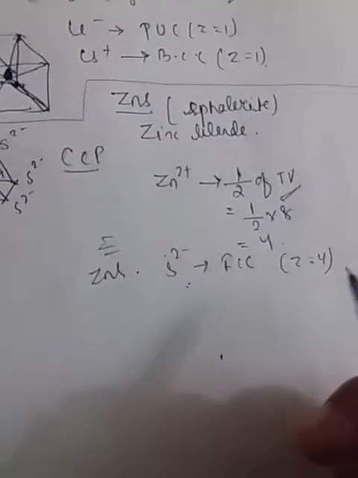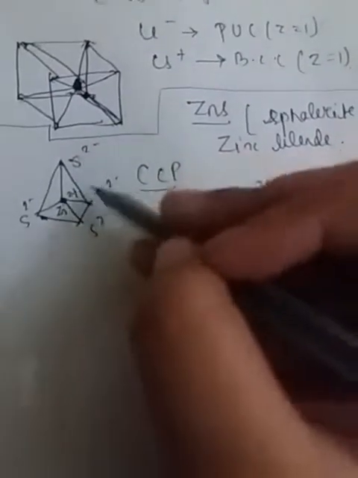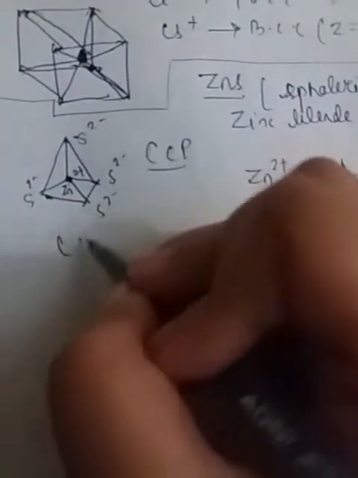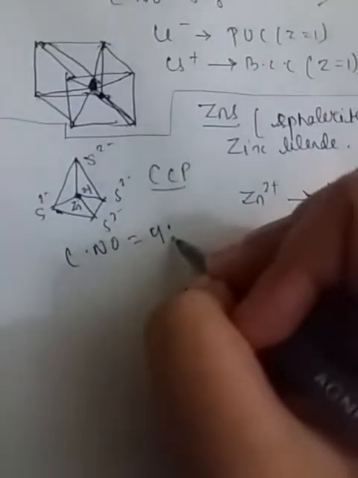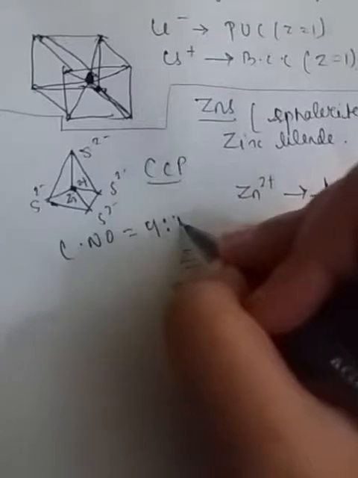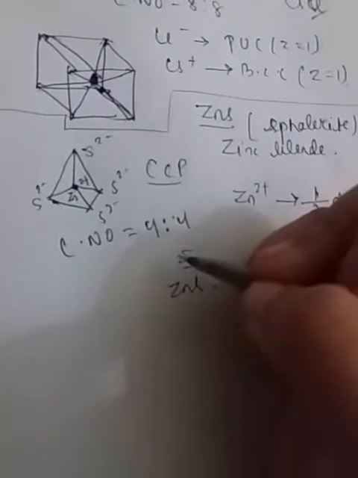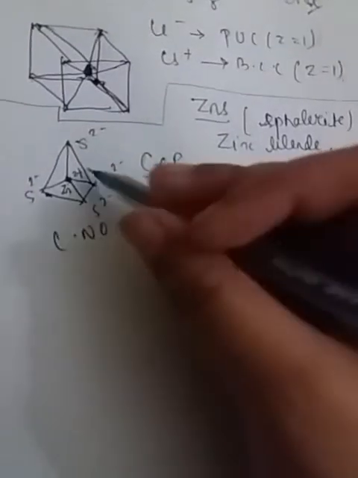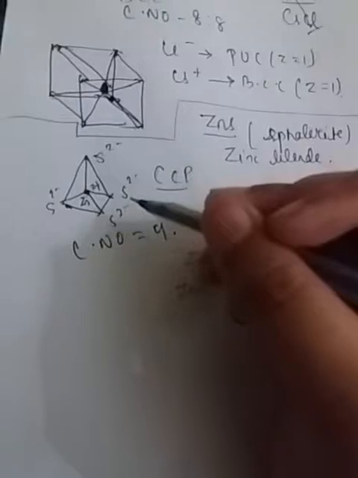Then next, by these 4 surrounding atoms, I hope you can guess that the coordination number will be 4:4. 4 coordination here in this ZnS type. Zn is in a tetrahedral void, surrounded by S2 minus atoms.